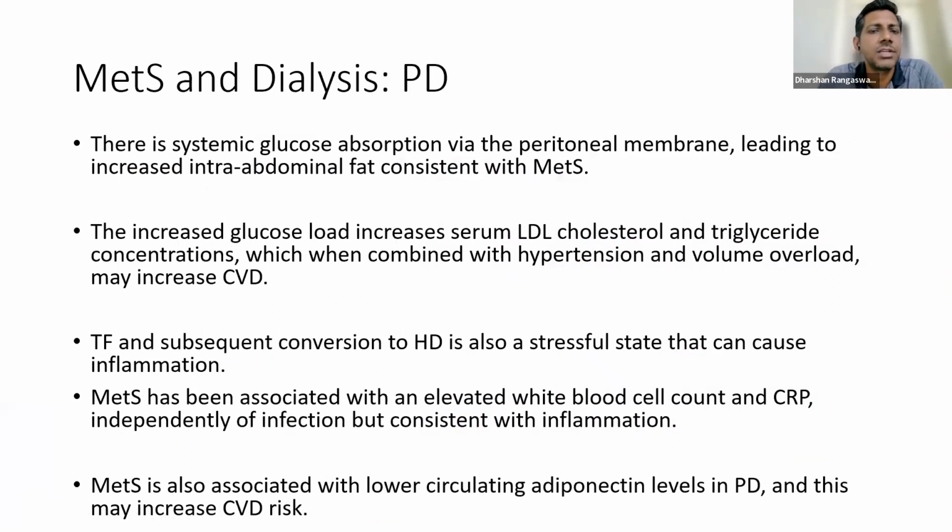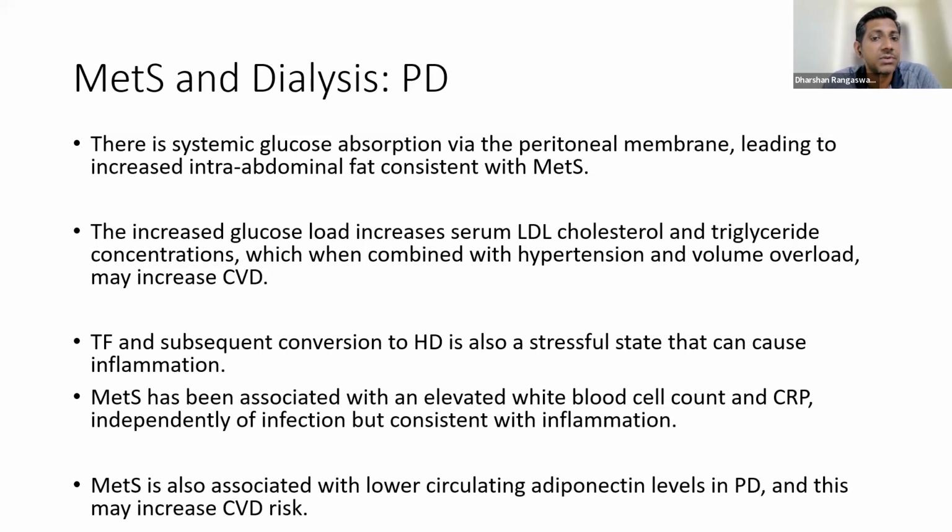Also, there is a systemic effect in PD. What happens is there is systemic glucose absorption via the peritoneal membrane, leading to increased intra-abdominal fat, which is consistent with metabolic syndrome. The increased glucose load also increases serum LDL cholesterol and triglycerides, and when combined with hypertension and volume overload, can result in cardiovascular morbidity and mortality.